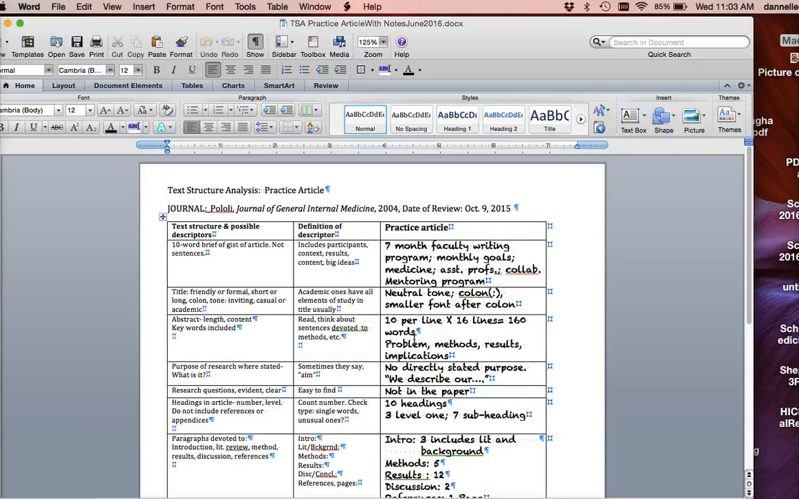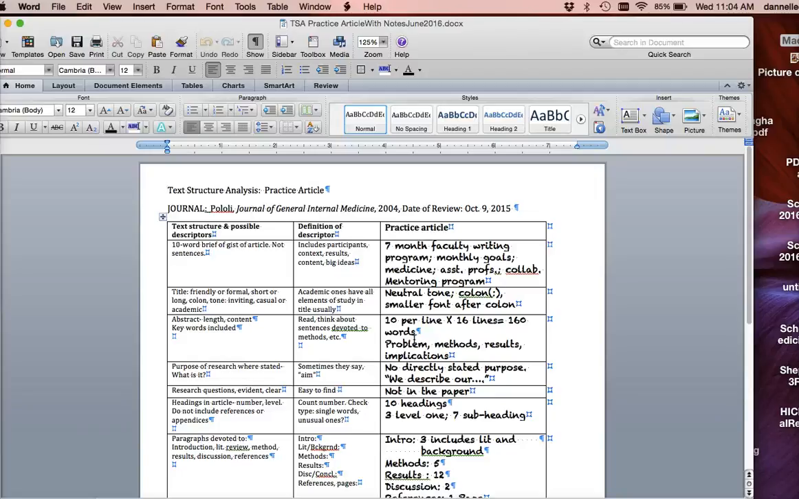There were 3 level 1 headings, I think one said methods, the other said results, and the other was discussion. And there were subheads. So just look at how it's structured so that when you write for this journal, you can figure out what you want to do. And then you're going to count.